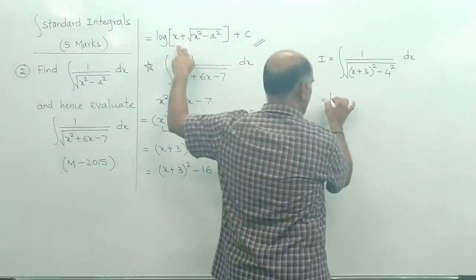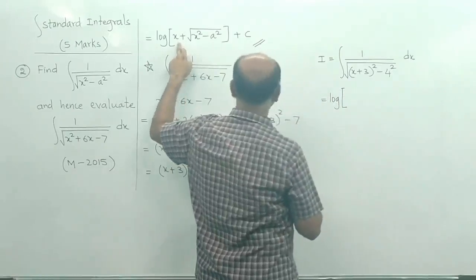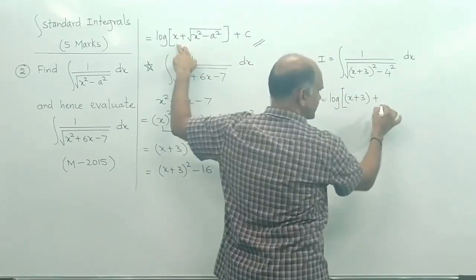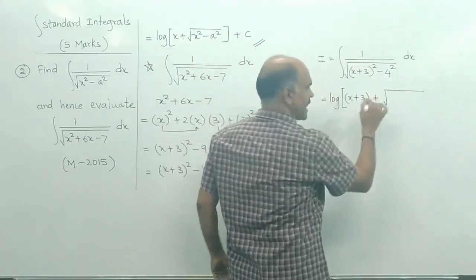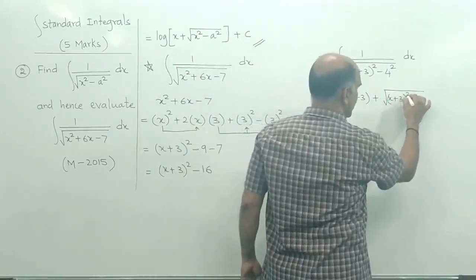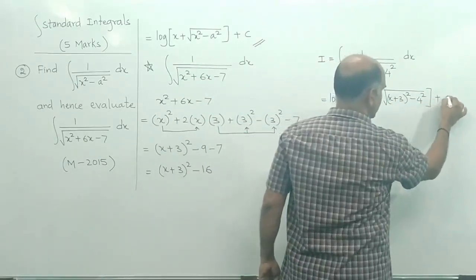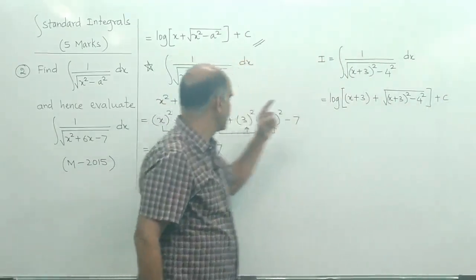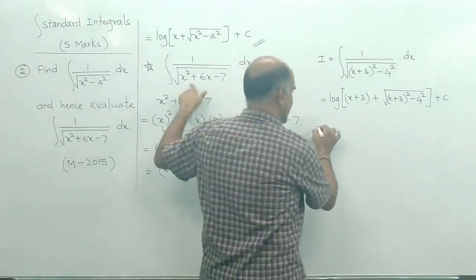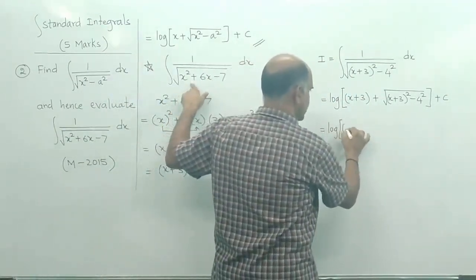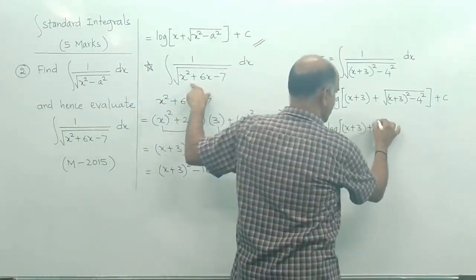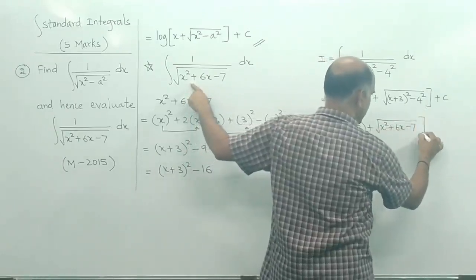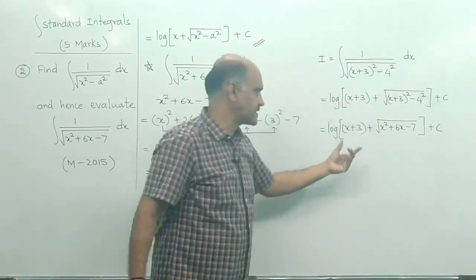So this is equal to log of bracket x, in place of x we are having x plus 3, plus root of this term as it is, (x plus 3) whole square minus 4 square, bracket complete, plus c. This is your answer. If you simplify this, you will get this same term. So directly you can write log of (x plus 3 plus root of x square plus 6x minus 7) bracket complete plus c. This is our answer.